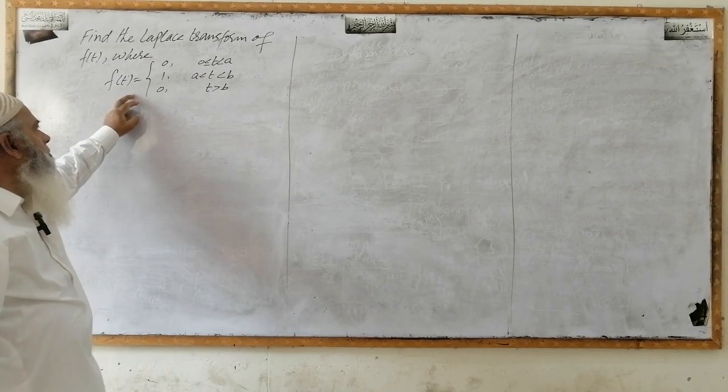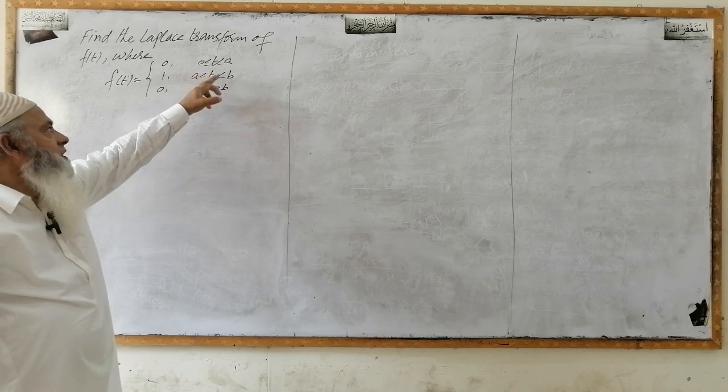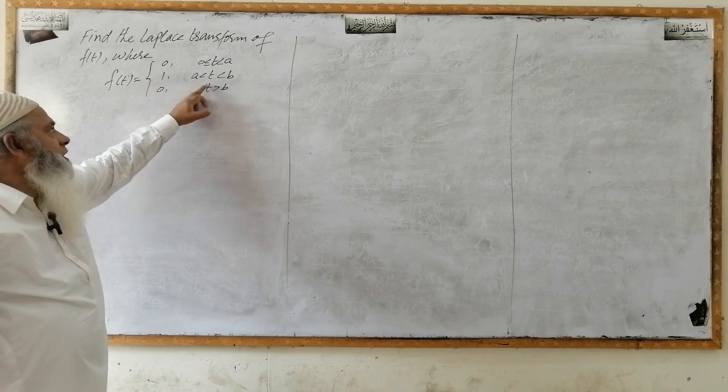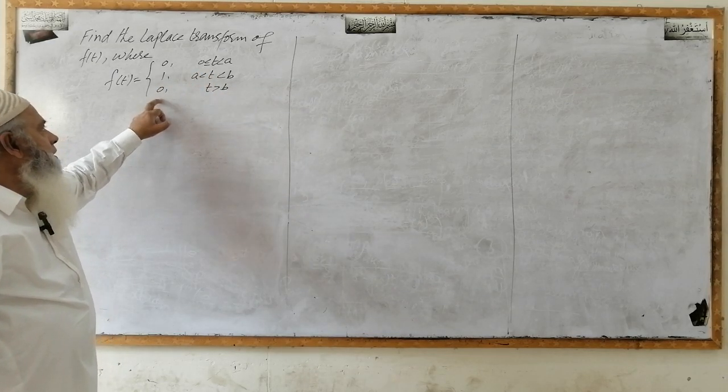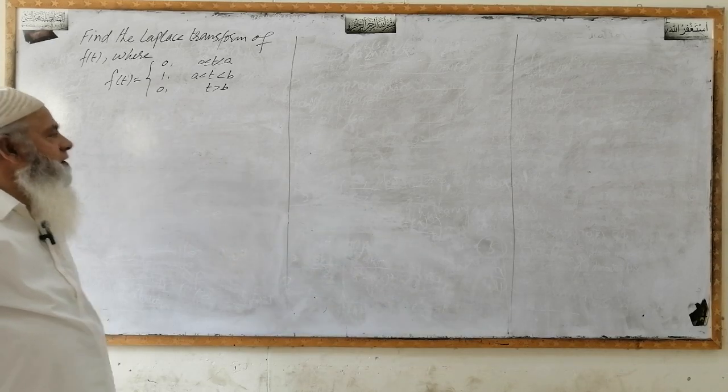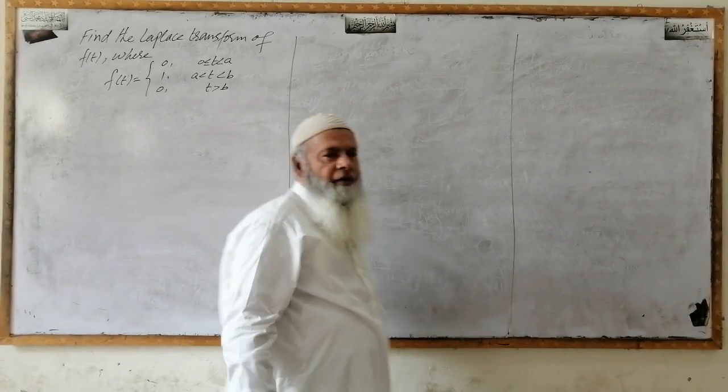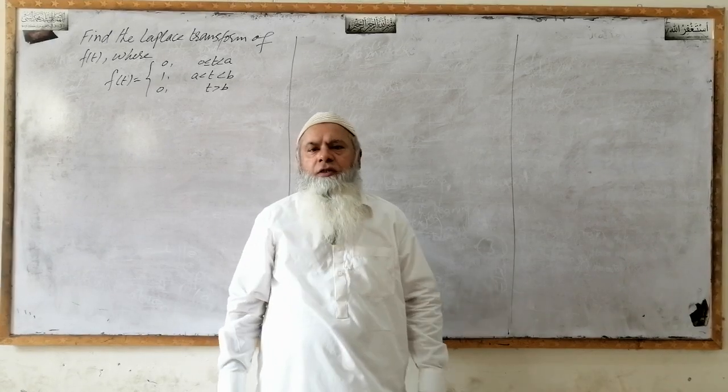आज के लेक्चर में हम एक क्वेश्चन सॉल्व करते हैं। Find the Laplace transform of f of t, where f of t is equal to 0 when t lies between 0 and a, 1 when t lies between a and b, and it is equal to 0 when t is greater than b. You see here f of t function is split into three parts.